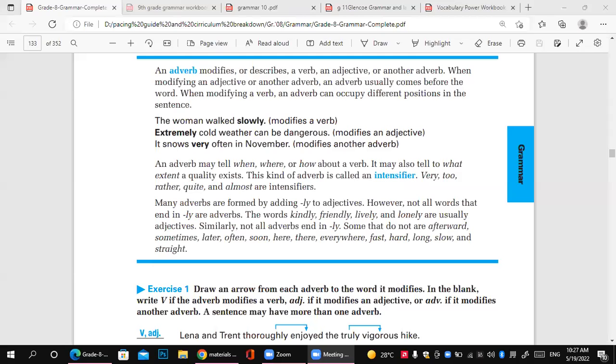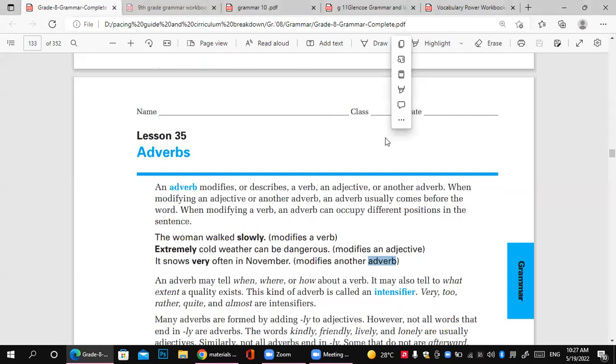So today we have a new grammar lesson talking about adverbs. Firstly, let me share my screen and then we will move into our lesson. Our lesson is about adverbs, as I said. The word adverb means it modifies or describes a verb. You have to focus on the word verb.